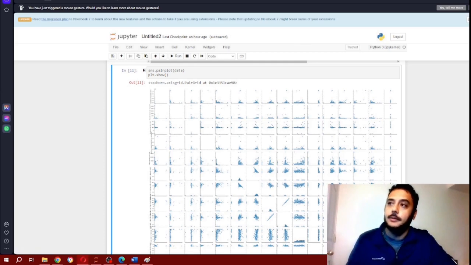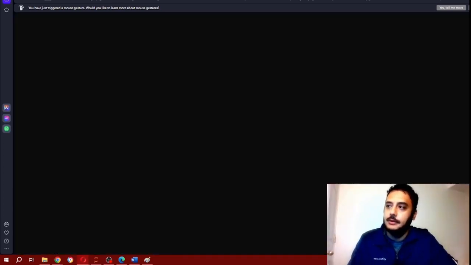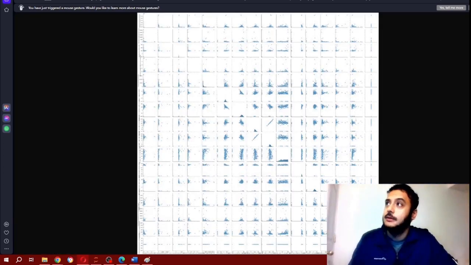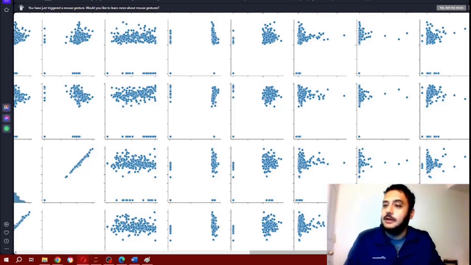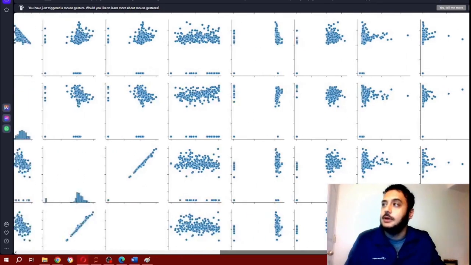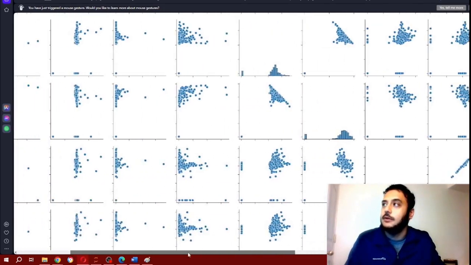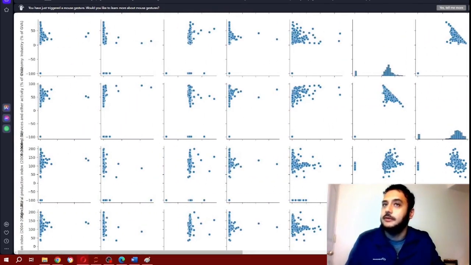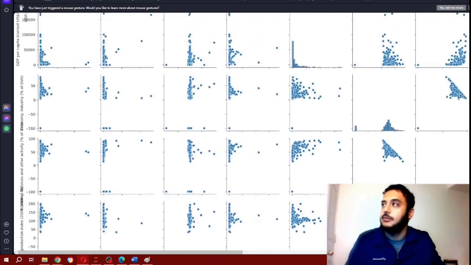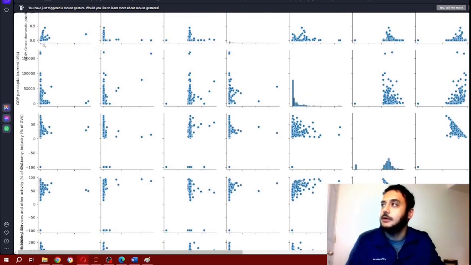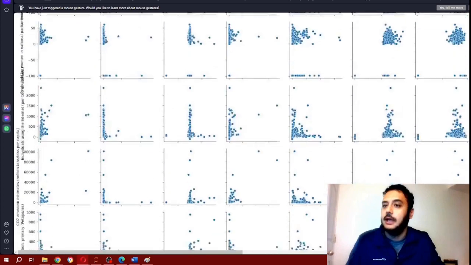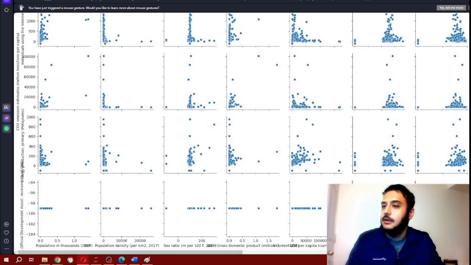Again, it's going to be a bit slow because of the volume of the data on this specific data set. There you go. So as I said, this is a matrix scatter plot for correlation between variables. As you can see, we have the breakdown of variables here on the vertical line and on the horizontal line.